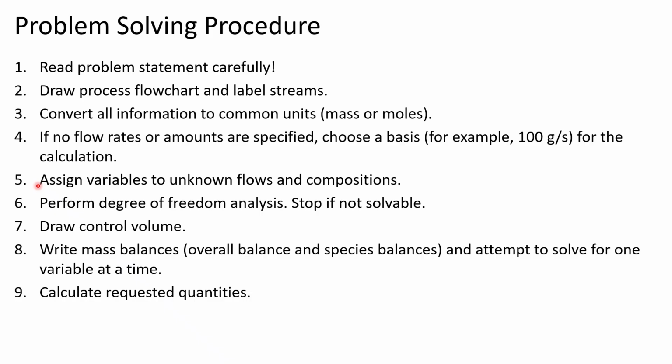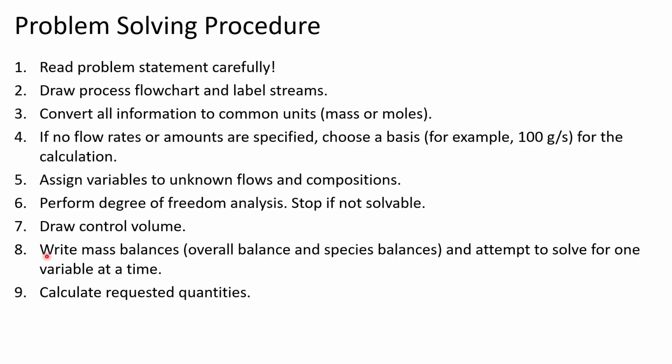Once we solve the problem for a given basis of calculation, we can scale it to any other value by simply multiplying each of the flow rates or amounts by the same factor. The fifth step is to assign variables to unknown flows and compositions for each of the process streams. Next, for a control volume that we are considering, we're going to perform a degree of freedom analysis. And if we can solve, then we're done. If not, we either have to go back to step 1, reread the problem statement, and see if there's any additional information we can use, or we're going to have to consider a different control volume.